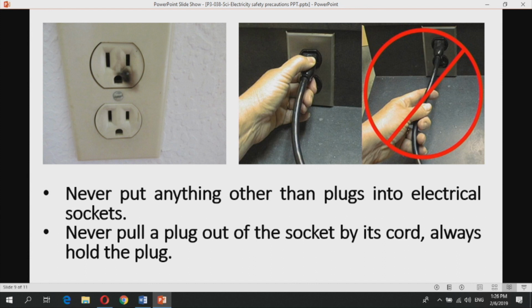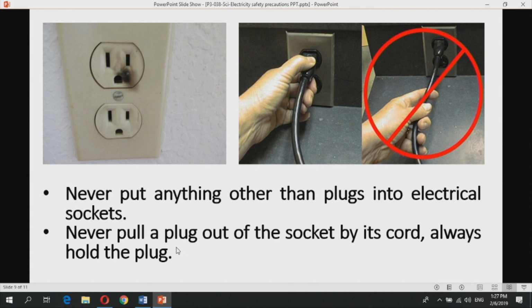Never put anything other than plugs into electrical sockets. You see here, look what somebody's done. Somebody's put an object into the socket and it's caused it to burn. Dangerous.